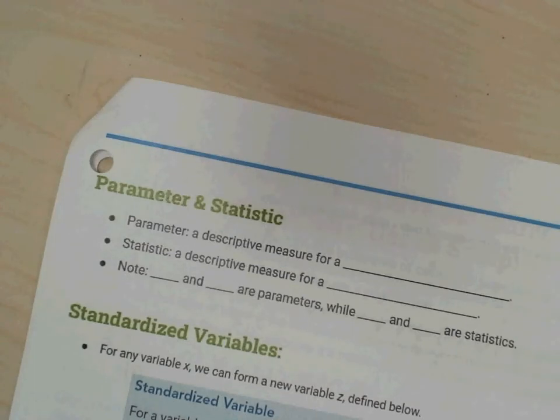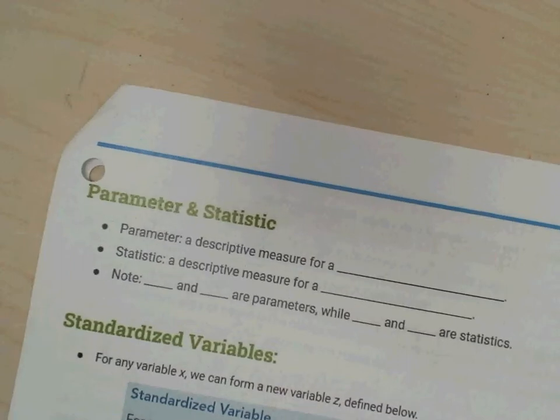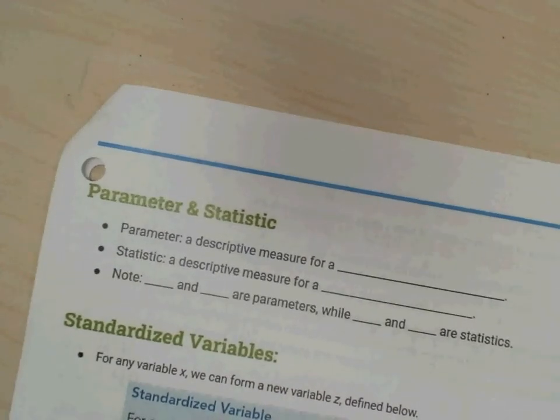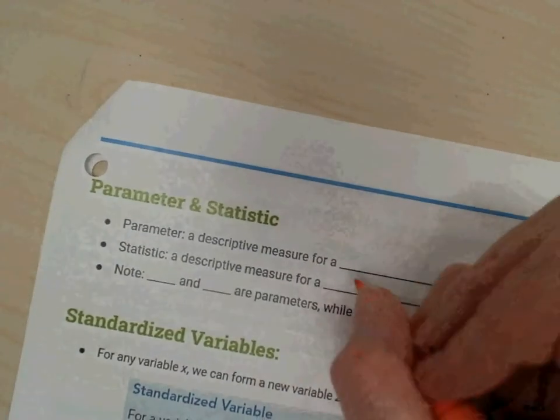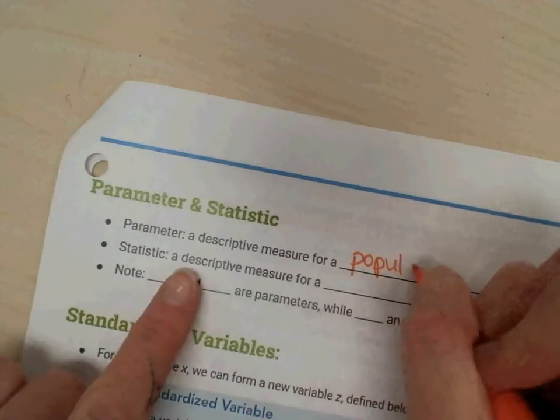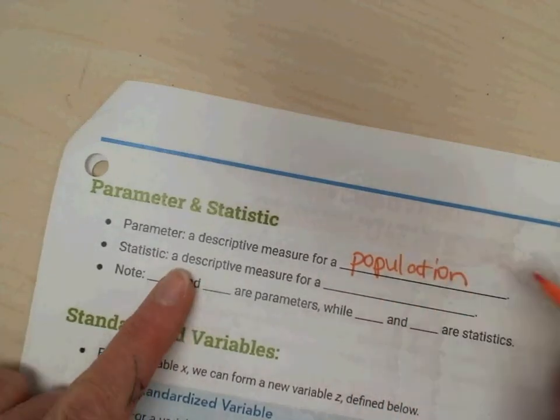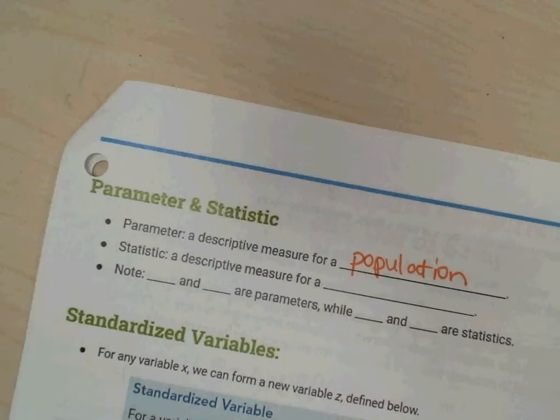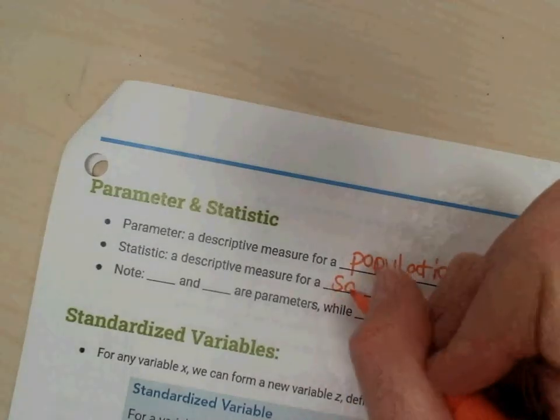A little review of our parameter versus statistic. A parameter is a descriptive measure for a, who remembers from the front? Population, good. We got a little alliteration there. Parameter, population. Statistic is a descriptive measure for a sample, good.